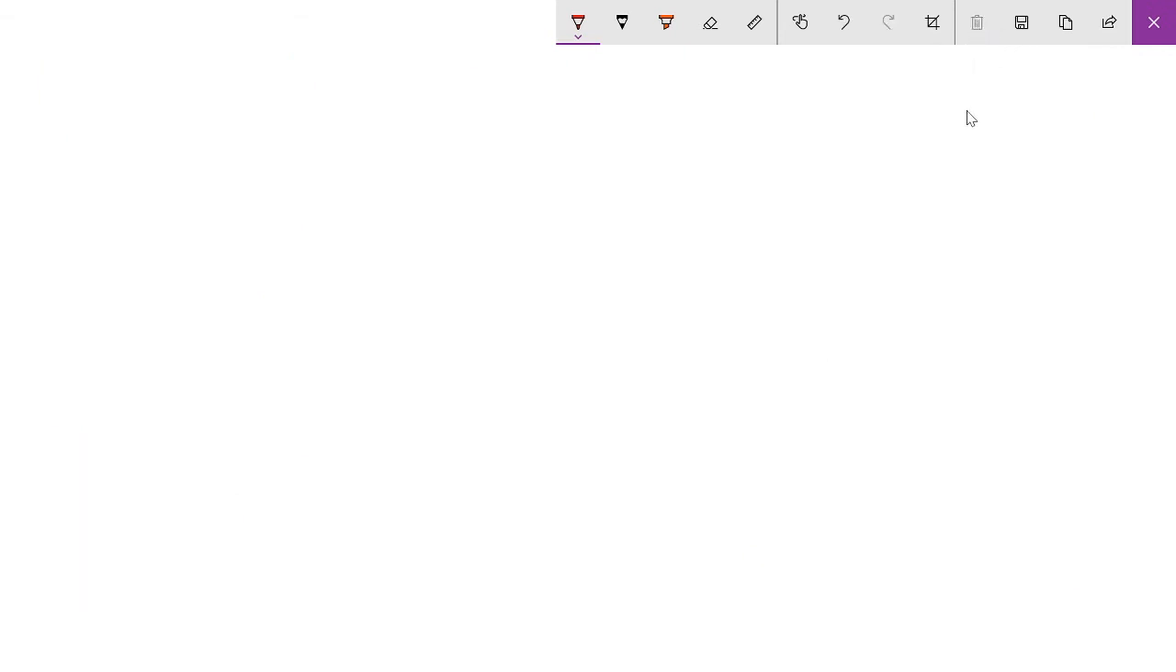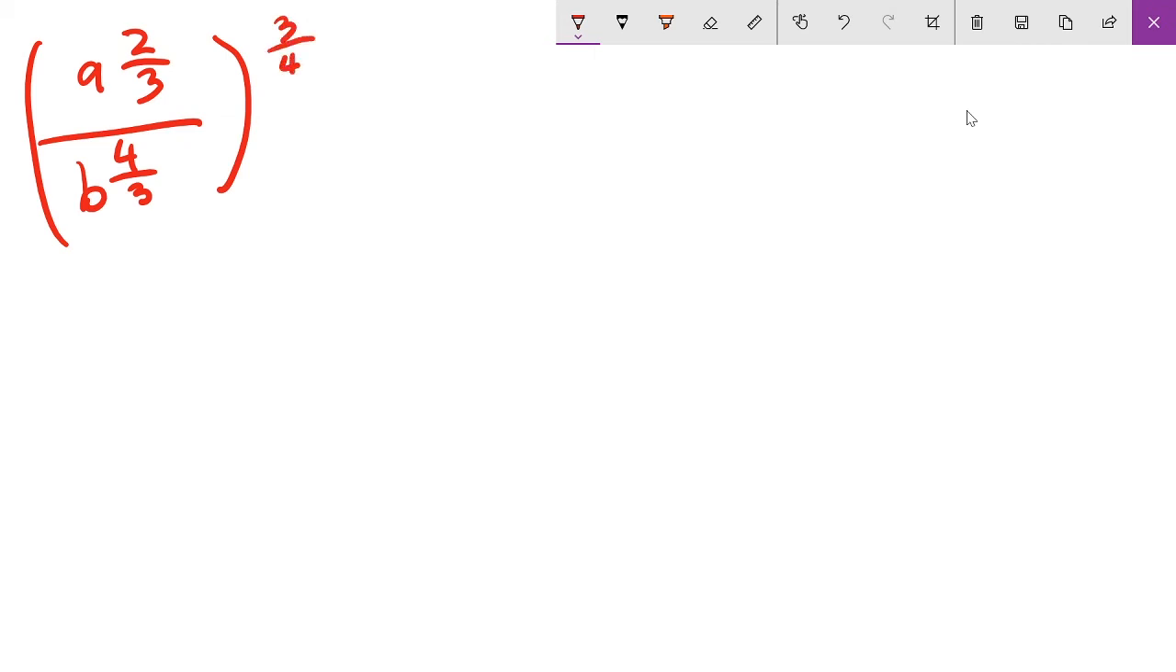Now, let's jump right into the practice questions. So first up, we have this question right here. Let's suppose you have that. How are you going to solve that? So a to the power of 2 over 3 divided by b to the power of 4 over 3, all to the power of 3 over 4.